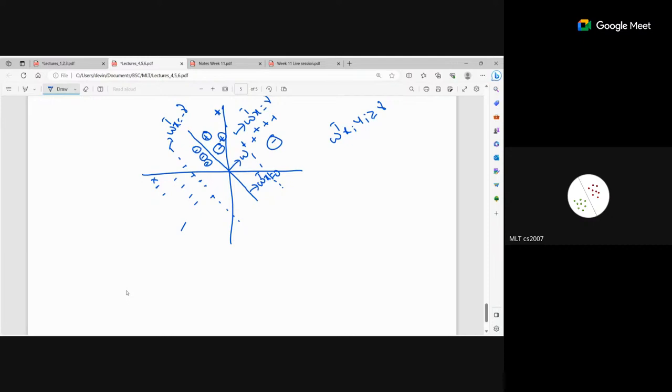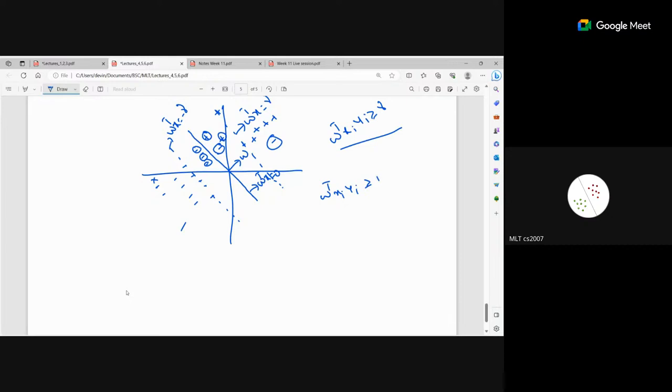The way we do that is, generally, the point should be satisfying this. We can make this gamma as one. So for some other W, W transpose xi yi greater than or equal to one. This is the general condition.